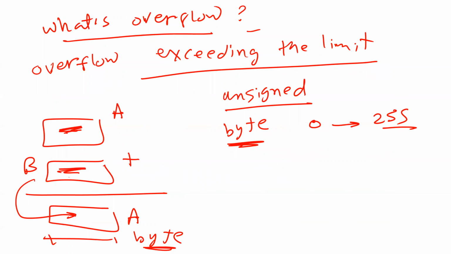First, let's look at the English name, overflow. What does overflow mean in English? Overflow simply means exceeding the limit. Two words, exceed the limit, right? If you exceed the limit, at this moment we say there is overflow. So overflow means you are exceeding the limit.